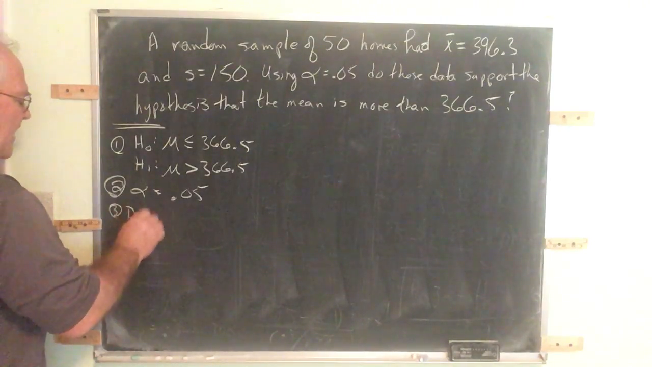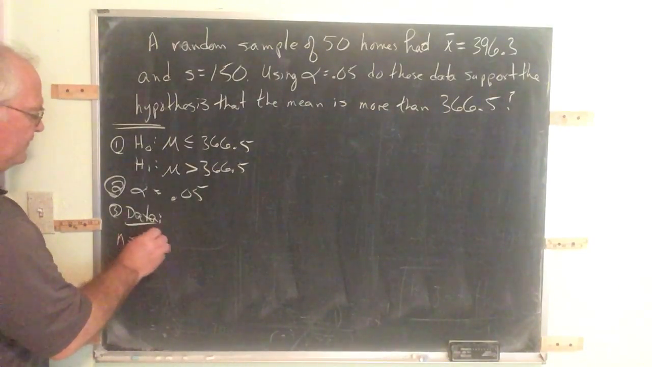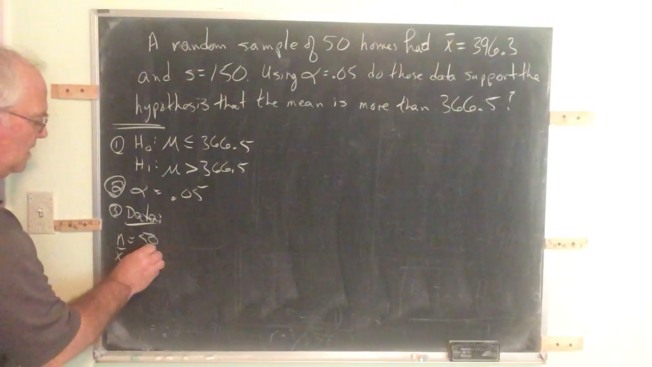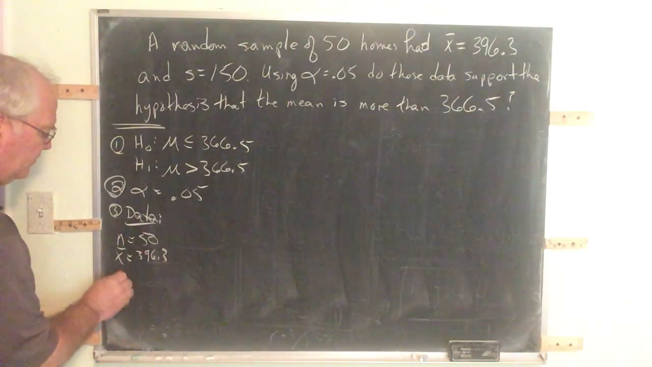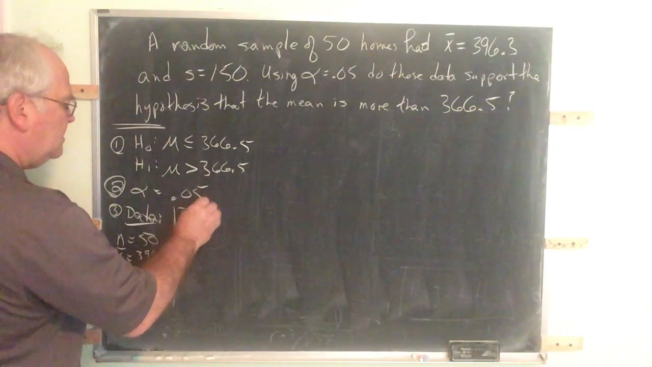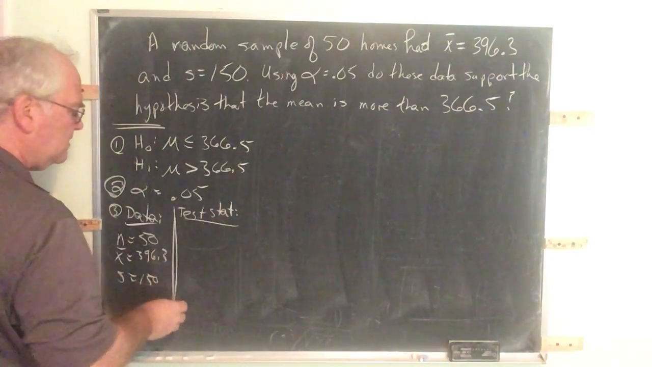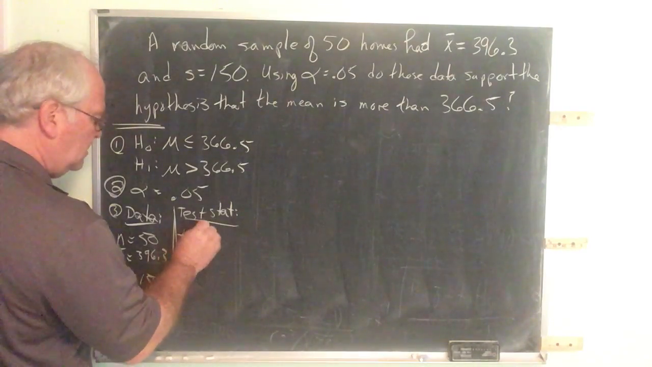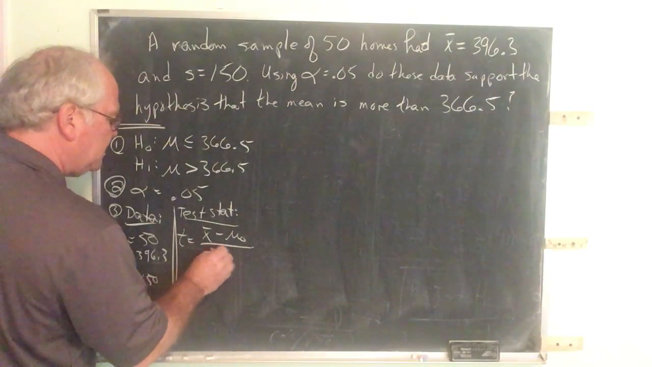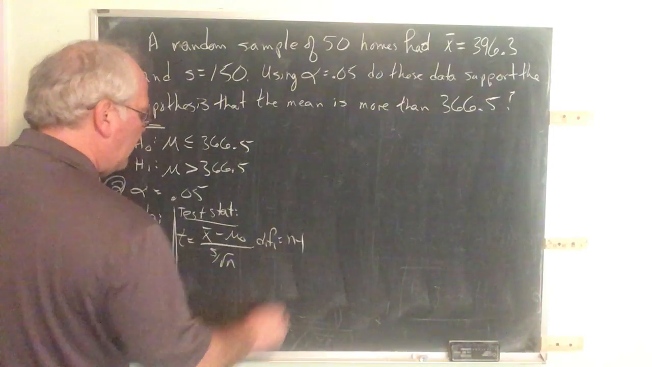Number three, there's the data. We have n equals nice and neat 50. We have X bar 396.3 and S is 150. The test statistic is T equals X bar minus mu sub 0 over S over the square root of n, and degrees of freedom are n minus 1.